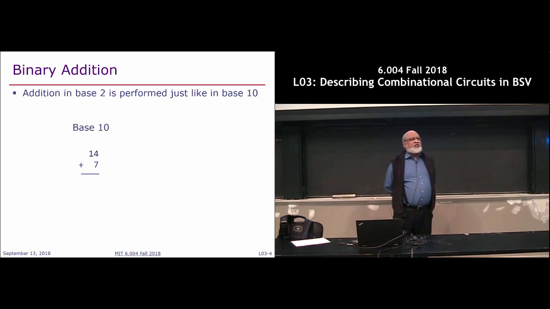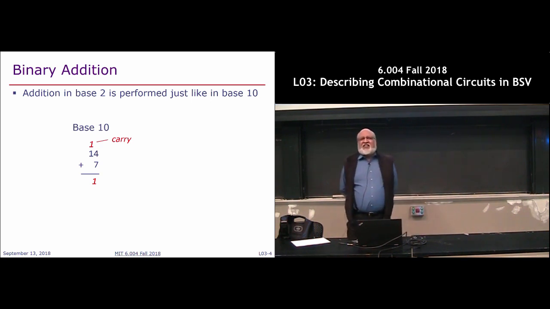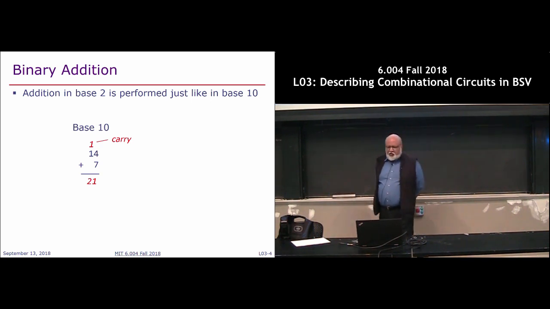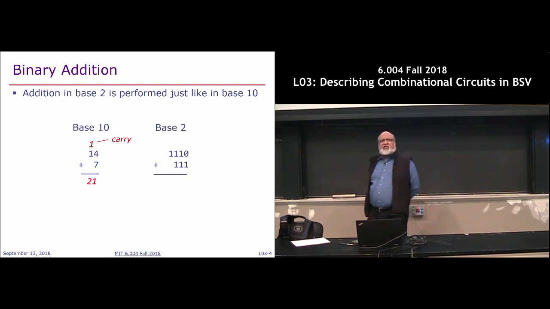So does everybody remember how to do addition in base 10? Very good. So if I add 4 and 7, I get 1, and there is a carry of 1. I'm not belaboring the point, in case you forgot. Then you sum that carry to 1, and you get 2. Good? We're going to do exactly the same thing with the binary representation.